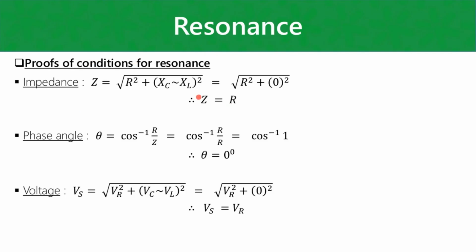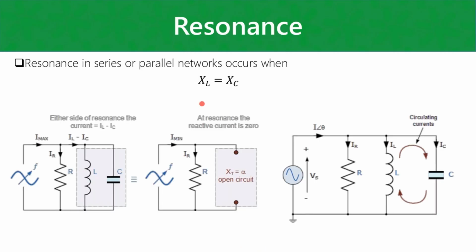Then there are the proofs for the conditions for resonance. Not really going to go through this, I kind of already explained it. Parallel resonance: what actually happens here is you have current circulating between your inductor and capacitor. Those currents are going to be equal to one another. With a resonant parallel circuit, you just have energy exchange the whole time between your inductor and capacitor. And from the point of view of your source, that might as well be an open circuit.